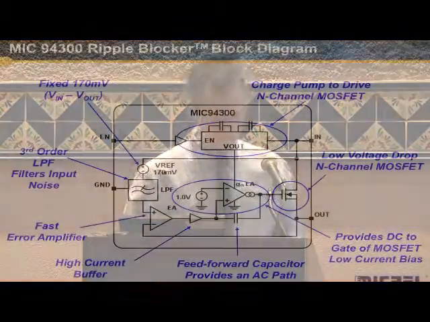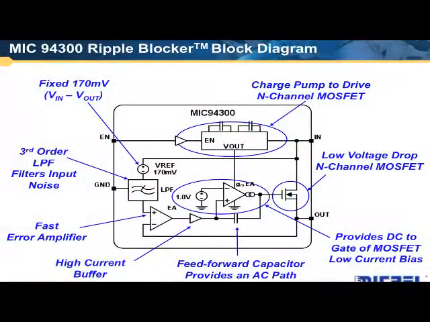In fact, for the ultimate suppression, you could use a ripple blocker technology and then follow it with a very small LC, and that would give you the best of both worlds. Here we see a block diagram of the 94300. It's a 4-pin device: input, output, enable, and ground.